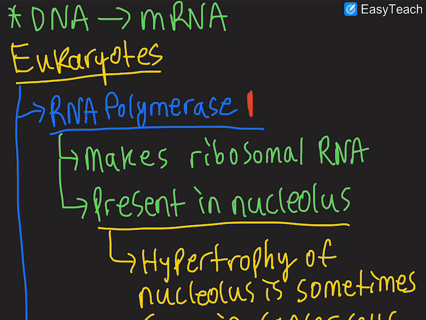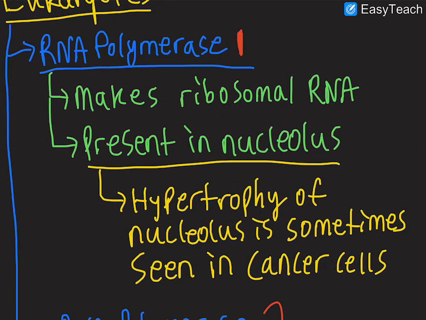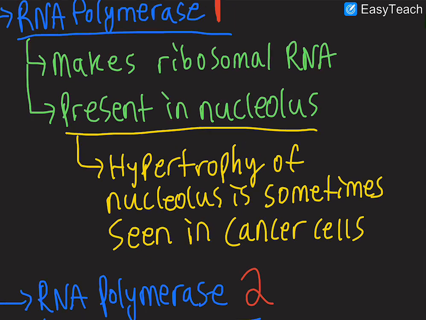In eukaryotes, there are three main types of RNA polymerases that we should focus on. The first type is called RNA polymerase type 1. RNA polymerase type 1 makes rRNA, also called ribosomal RNA. Because of the name, rRNA is present in ribosomes. rRNA is made in the nucleolus, so ribosomal RNA is present in the nucleolus.